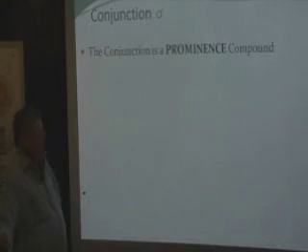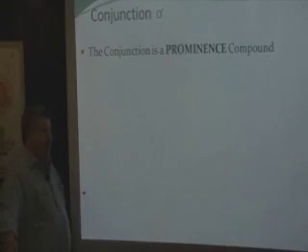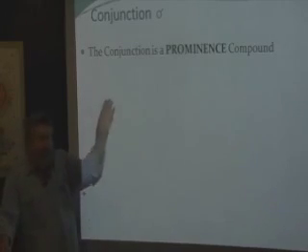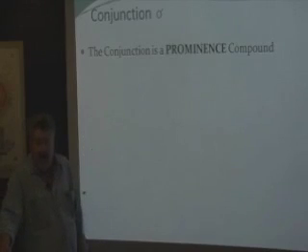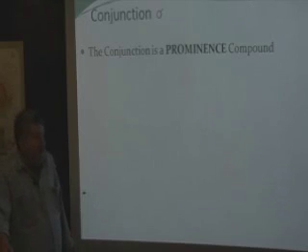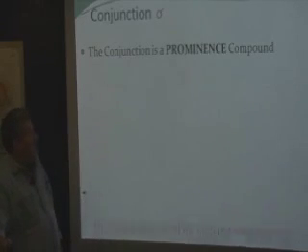So, the conjunction is a prominence compound. What does the word prominent bring to mind? Something that stands out. Yes. I have a prominent nose. It stands out. A promontory is a peak on the horizon that we can all see. So, in a chart, a prominence compound, these are going to be the things in the chart that really stand out. These are remarkable qualities or characteristics about a person.